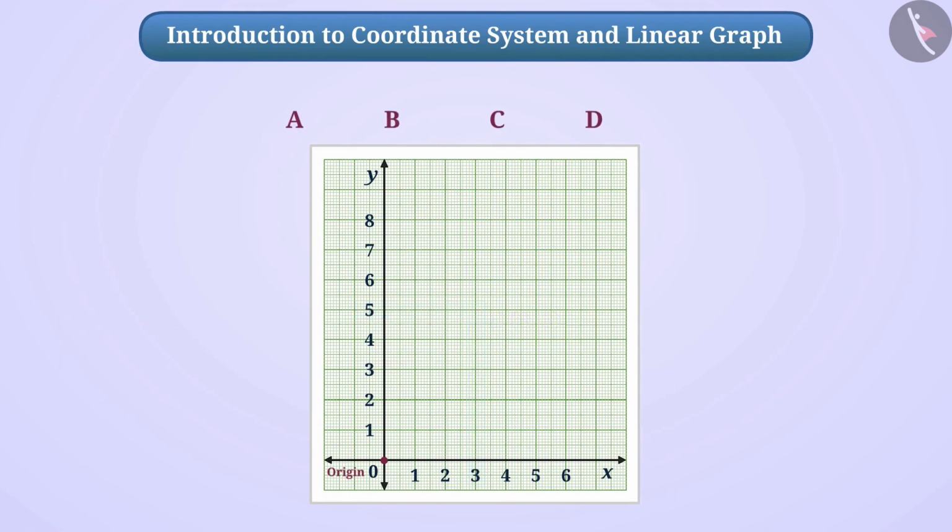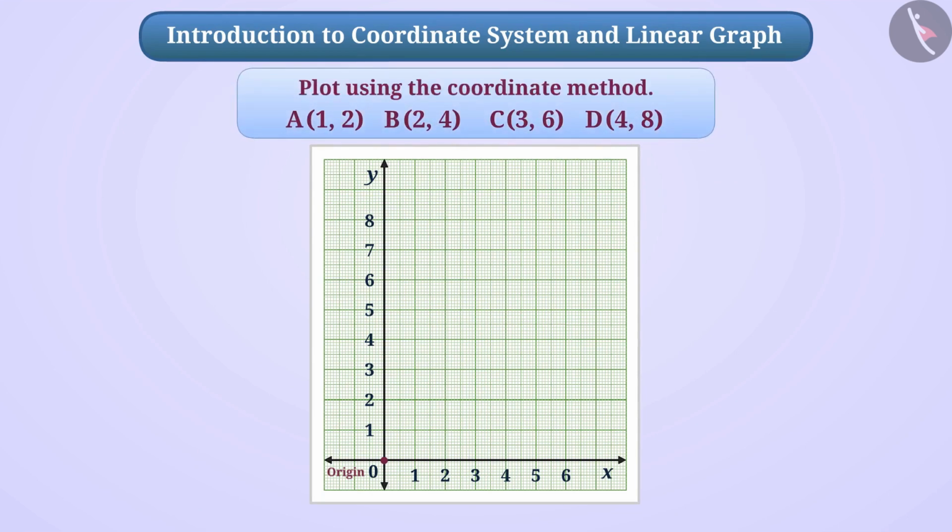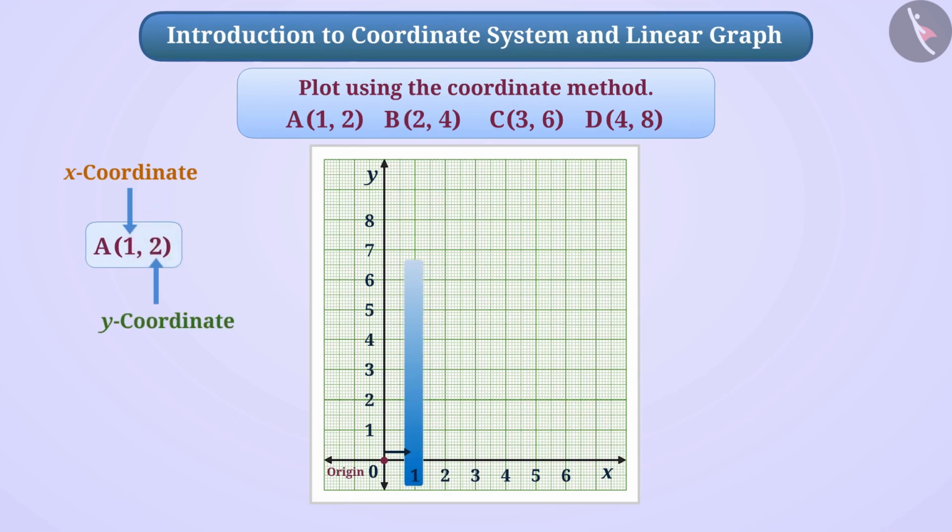Here are some points and their coordinates. Can you plot them using the coordinate method? Try it by pausing the video. Let me tell you, we see that the x-coordinate of point A is 1, which tells us that we have to move 1 unit to the right from the origin. Since the y-coordinate is 2, we now have to move 2 units up. We will mark point A at the place obtained.